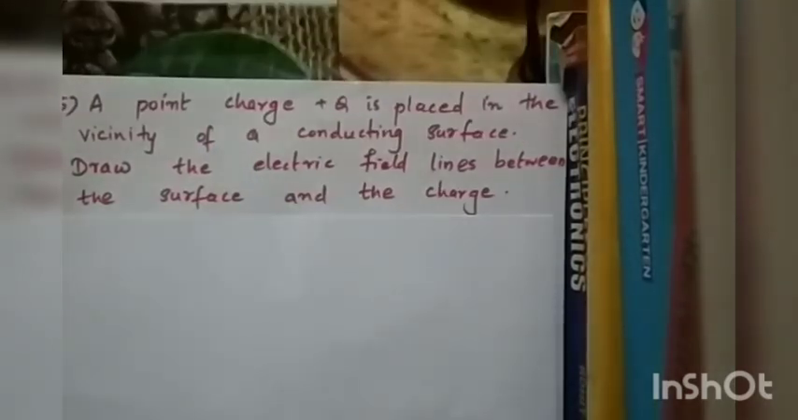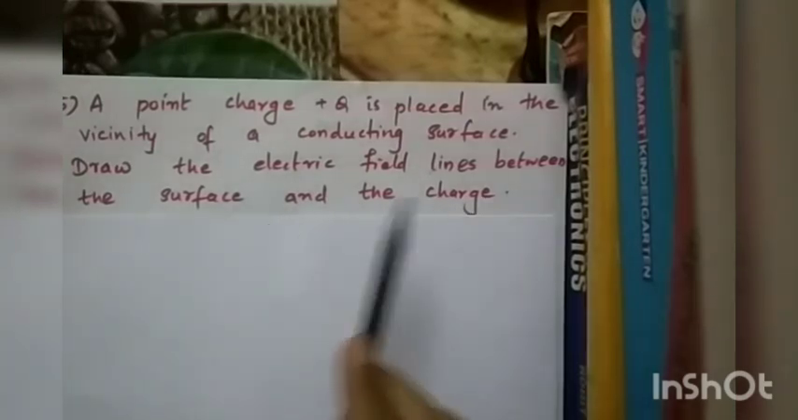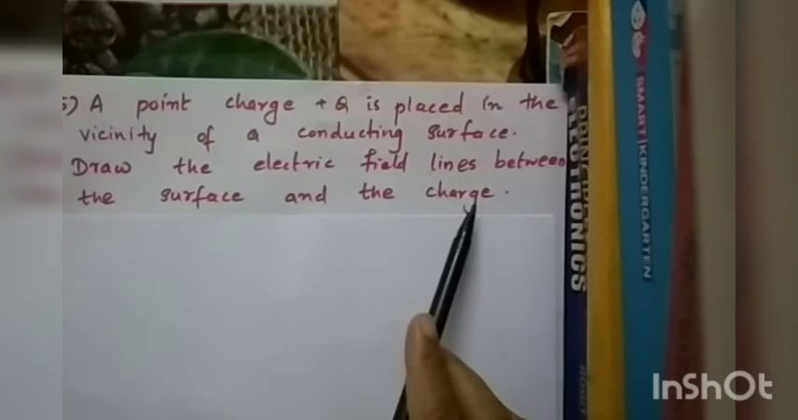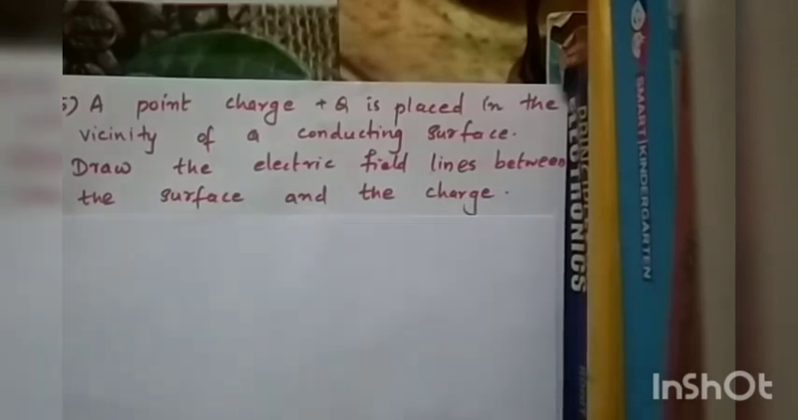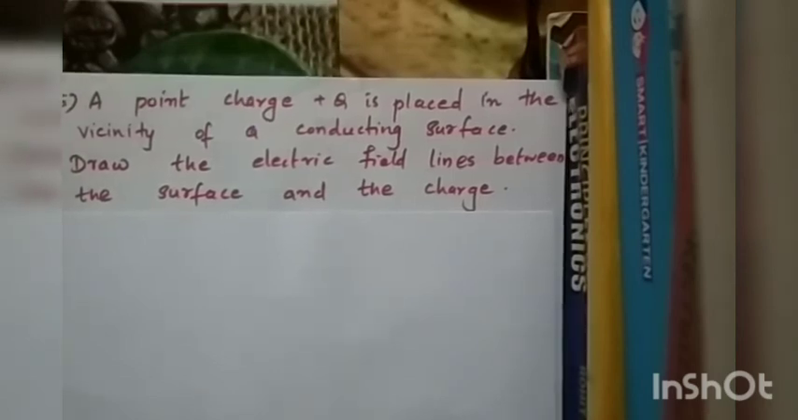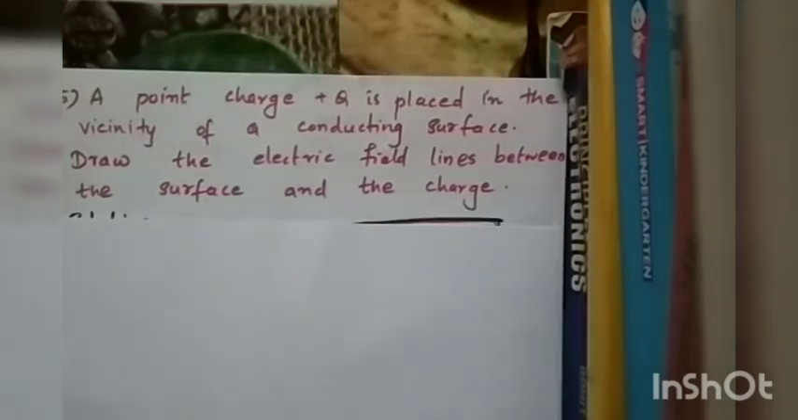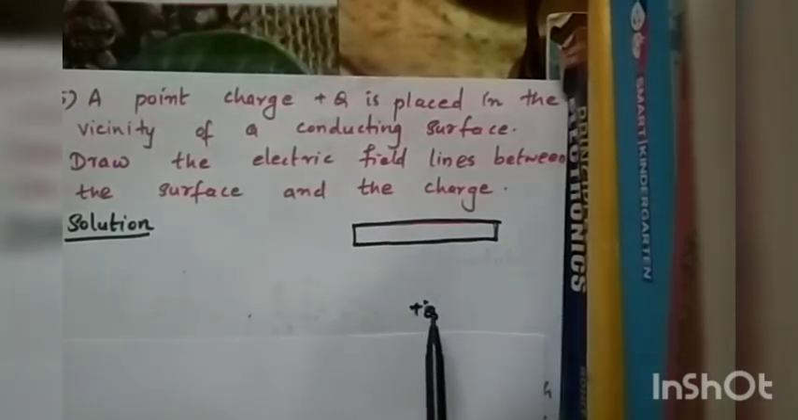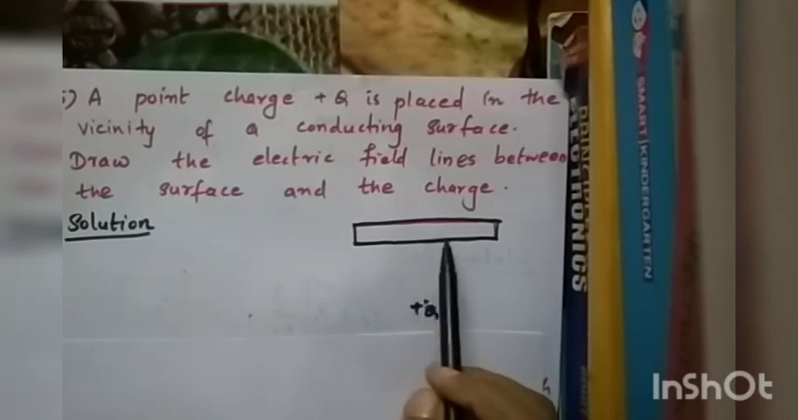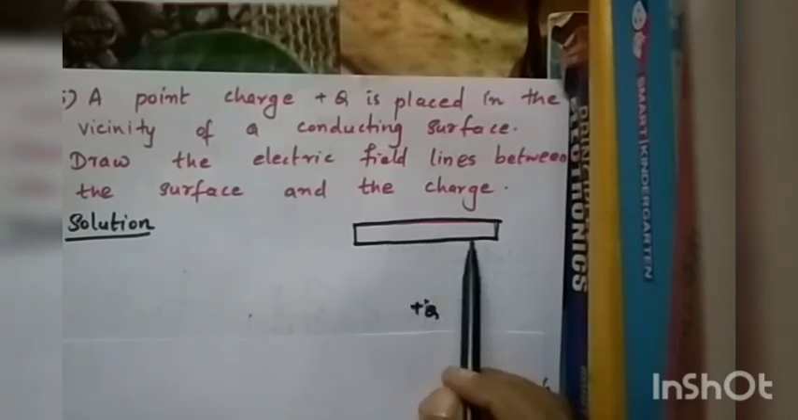Next, let's move on to our fifth question. A point charge plus Q is placed in the vicinity of a conducting surface. Draw the electric field lines between the surface and the charge. Okay, so we need to draw the electric field lines. So here, this is the point charge and it is placed in the vicinity of a conducting surface. This is our conducting surface.